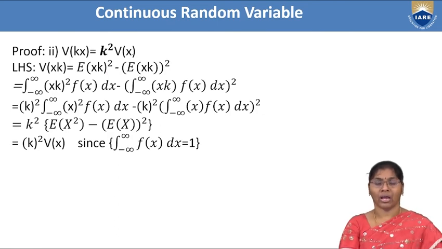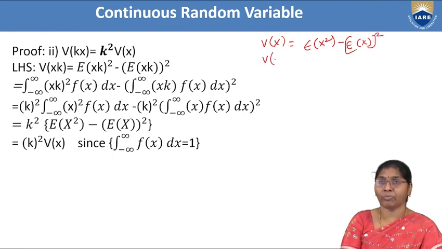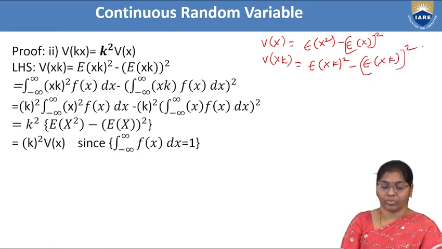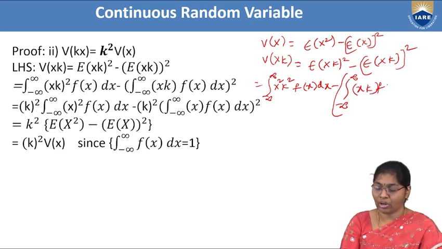Now again, same formula, I am choosing that one. V of x equals E of x square minus E of x whole square. That equals, I am just substituting x replaced by kx or xk: E of (xk) square minus E of xk, whole square. Then applying our density formula, that equals integral from minus infinity to infinity of (xk) square, means x square k square, f of x dx, minus integral from minus infinity to infinity, whole brackets, where xk into f of x dx is squared.